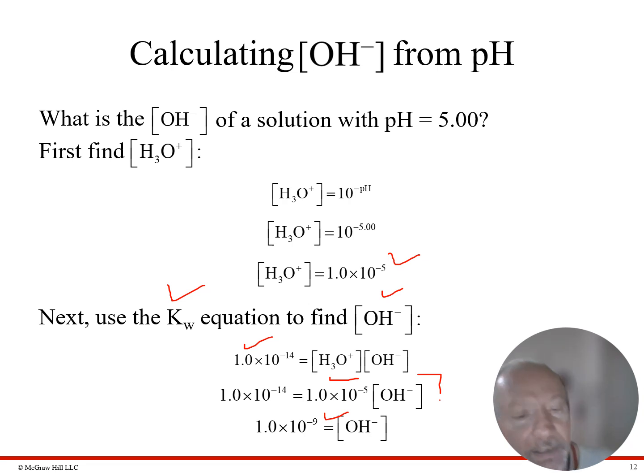We could have done this since 1 divided by 1 is 1. If we divide 10 to the negative 14th by 10 to the negative 5th, we subtract: negative 14 minus a negative 5 is a plus 5, and we get negative 9. We can do that with or without our calculator, but I would definitely learn how to use the calculator, because when this number isn't 1, it gets a little dicey.